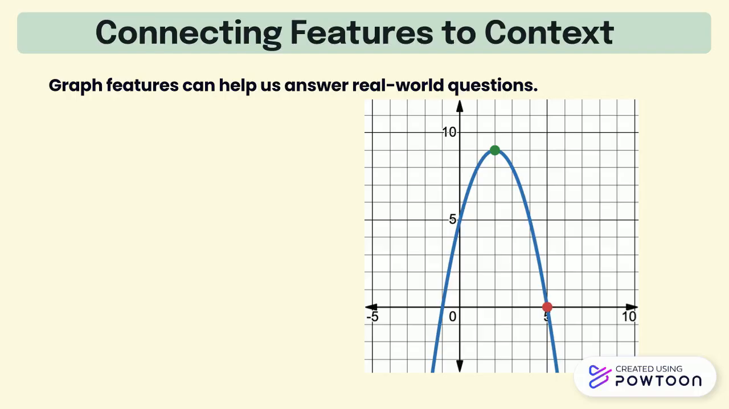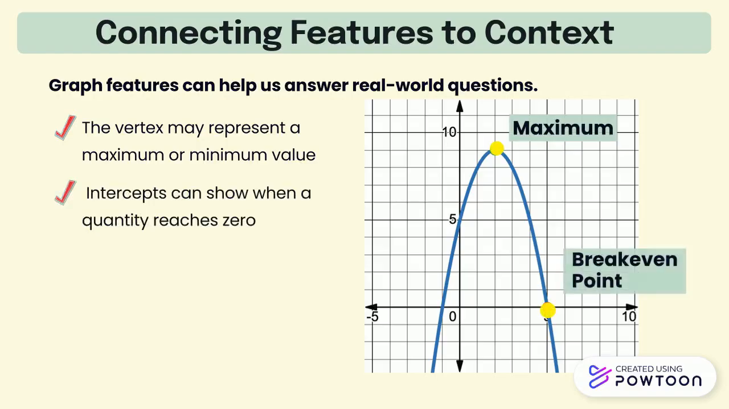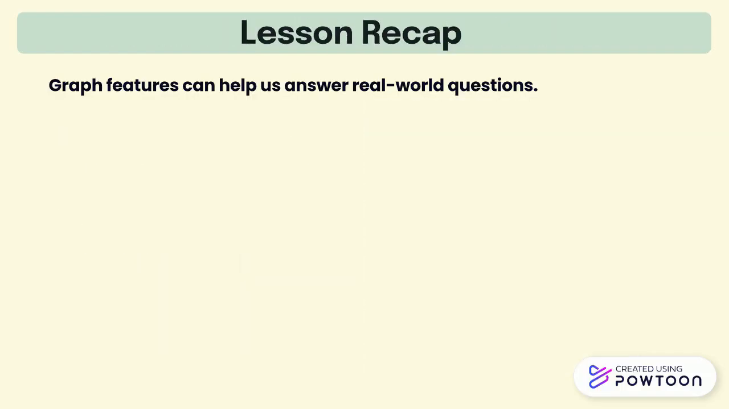Features of quadratic graphs can help us better understand real-world situations. For example, the vertex may represent a maximum or minimum value, while intercepts can show when a quantity reaches zero. These features help us analyze situations and make informed decisions.